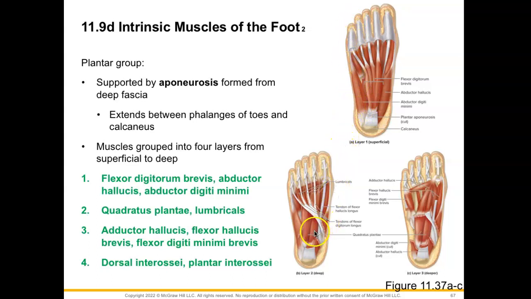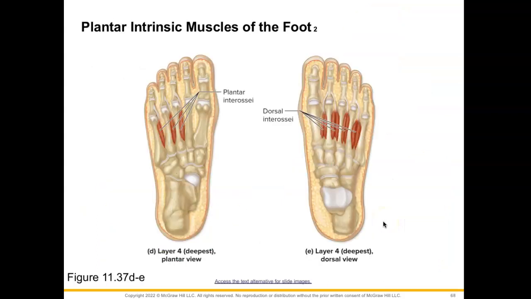In our second layer, we have a quadratus plantae muscle, quadratus because it's square shaped over here, and our worm muscles, the lumbricals. And then our third layer over here, we have an adductor hallucis muscle, and I like to call this muscle lucky number 7 because it has 2 bellies over here that looks like a 7. And our flexor hallucis brevis, which also has 2 portions in here, and our flexor digiti minimi brevis. In our fourth layer, we're going to have our dorsal and plantar interossei, and here is a view of what that looks like. Here's our plantar interossei. We only have 3 of them, and our dorsal interossei, we have 4 of those.